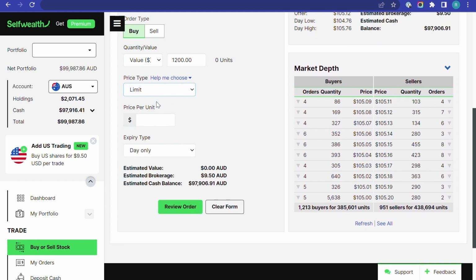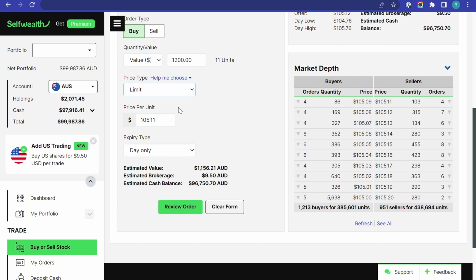Alternatively, you can choose a limit order. This is the maximum price that we're willing to pay for a stock. In this example, we can choose $105.11, and that would still only allow us to buy 11 shares. Keep in mind that when you put in a limit order like this, there's a chance that it will not get filled as it requires people to sell into your order in order for you to execute this trade.